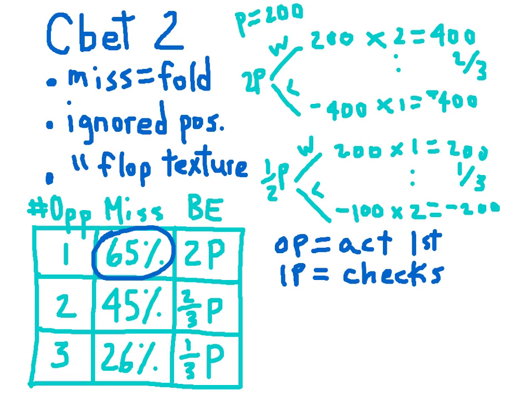And lastly, let's talk flop texture. Flop texture is the likelihood that the flop connected with one or more of your opponents. A flop like 10 of clubs, 9 of clubs, queen of hearts, we would call that a wet flop. Meaning because of the flop texture, there's a really high chance that one of your opponents either has that club flush draw or a straight draw.